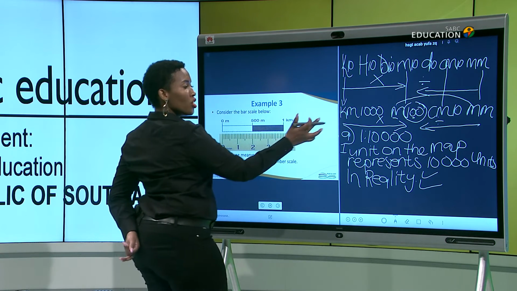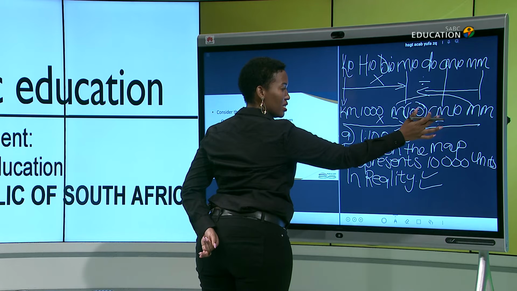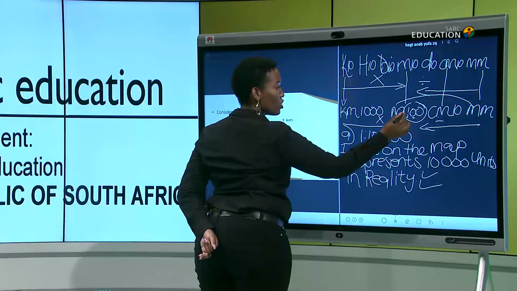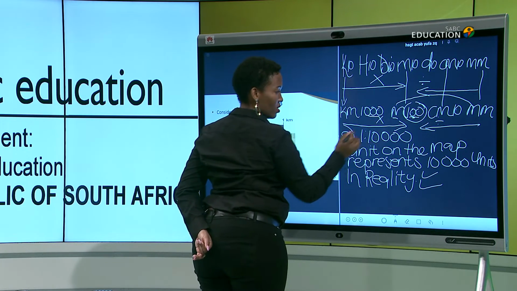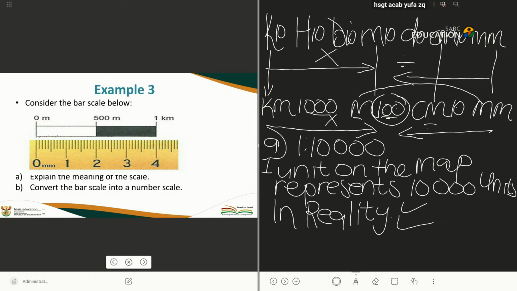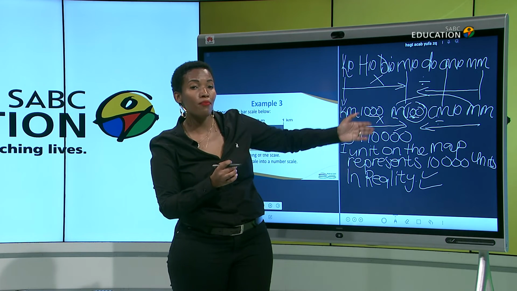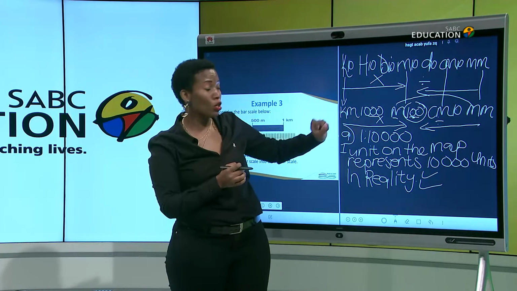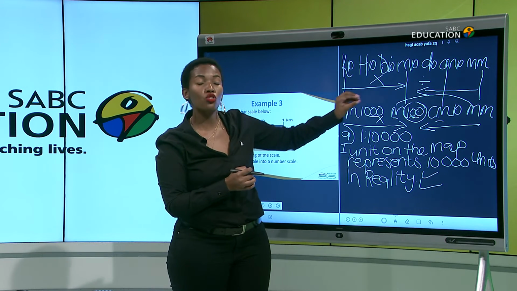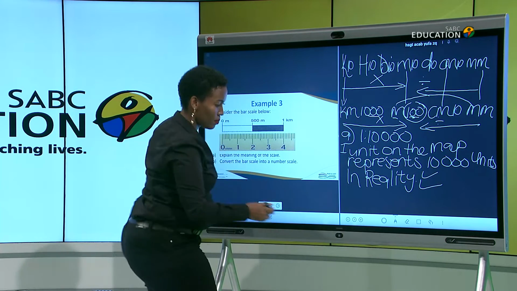Yes, so between kilometers and centimeters, how many zeros are there? It's 1, 2, 3, 4, 5. It is actually 100,000. So the conversion factor between centimeters and kilometers is 100,000. And now we are moving from kilometers to centimeters. Do we multiply or divide? Yes, we are going to multiply because we are converting a larger unit to a smaller unit.